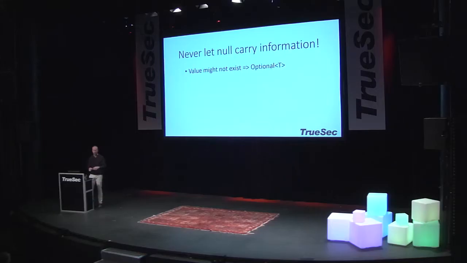Well, if a value doesn't exist, oh, I'll return null. You know, I try to get the user, no such user, I return null. Don't do that. Do something with an optional, for example. This is available in Java 8. You can construct it easily in C#, for example.